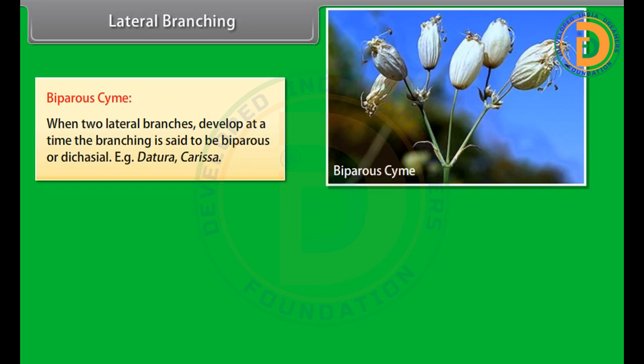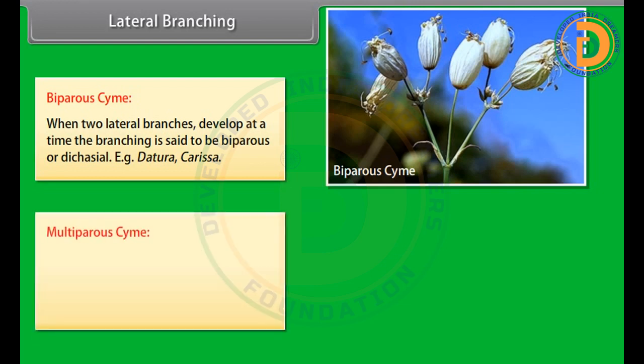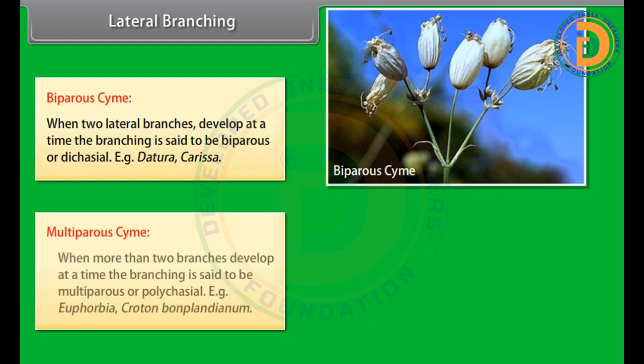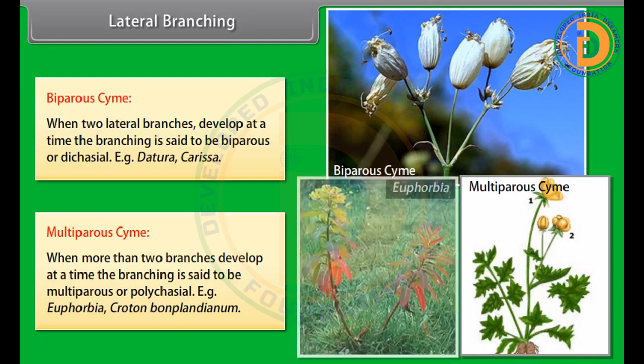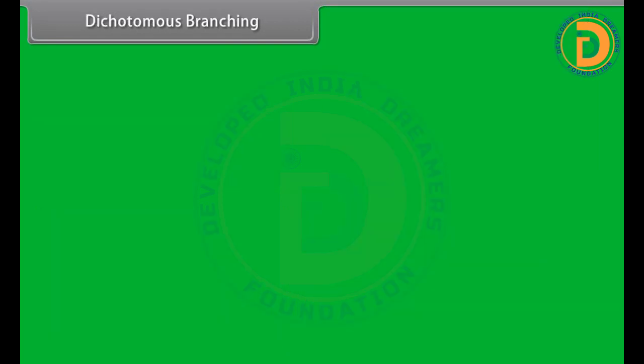Biparous-chyme. When two lateral branches develop at a time, the branching is said to be biparous or dichasial. Example, Datura, Carissa. Multiparous-chyme. When more than two branches develop at a time, the branching is said to be multiparous or polychasial. Example, Euphorbia, Croton bonplandianum.